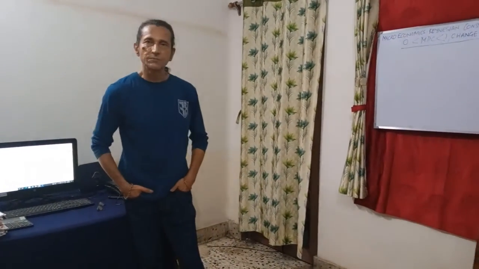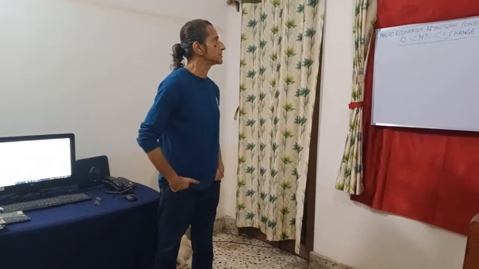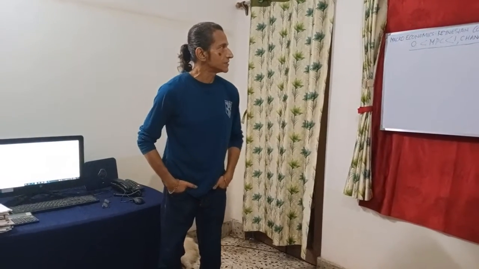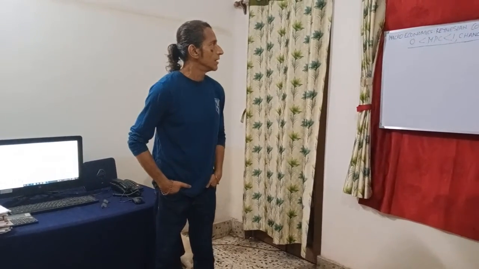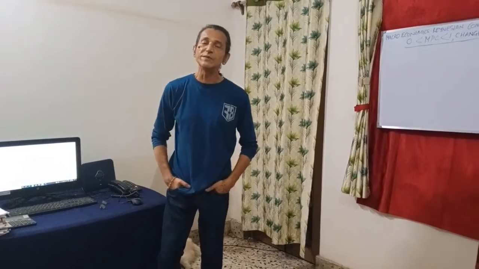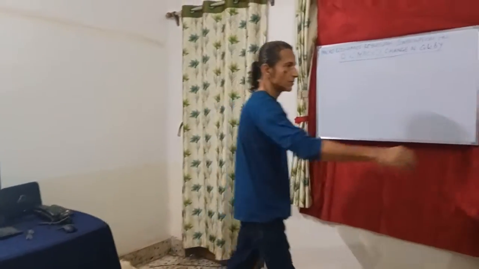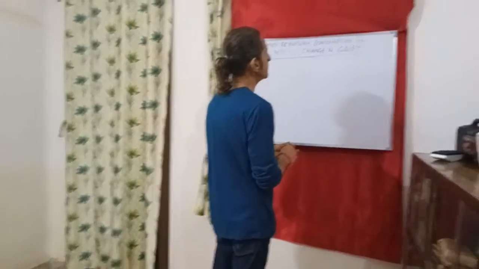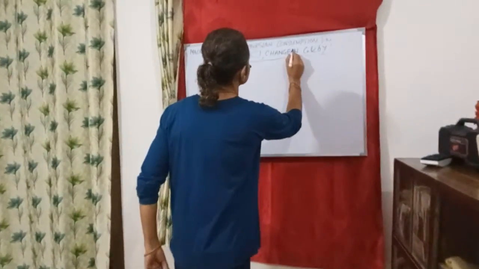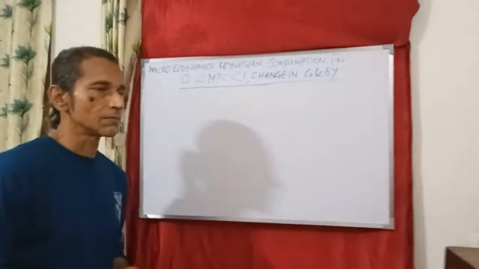The subject of this video is macroeconomics and the topic is the Keynesian consumption function and proof of MPC is greater than 0 and less than 1, and what happens if the change in autonomous consumption and change in MPC take place, right?